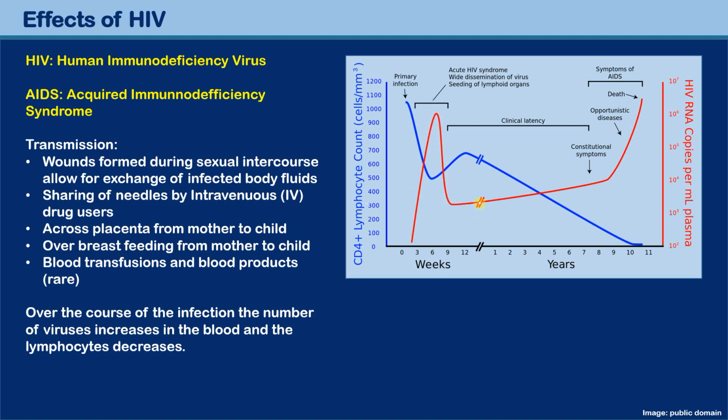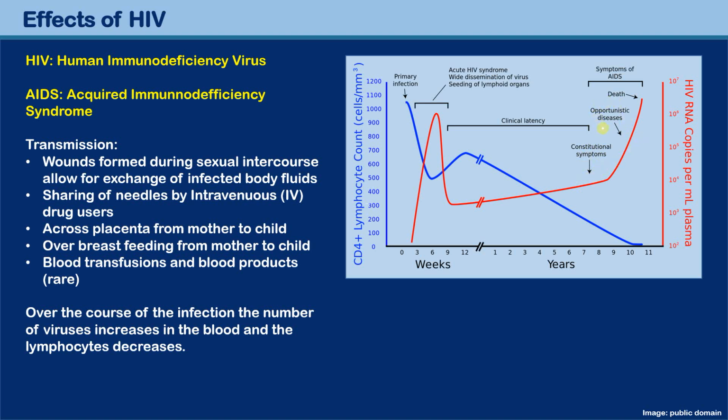And then over here, do you see the double line? It means that the diagram is broken over here, because over here we jump from weeks to years. So this is a very long time where you see that gradually the number of viruses actually goes up. And from a certain point onward, the number of viruses really increases very rapidly. And this is now the time when the people first start to have symptoms of AIDS.